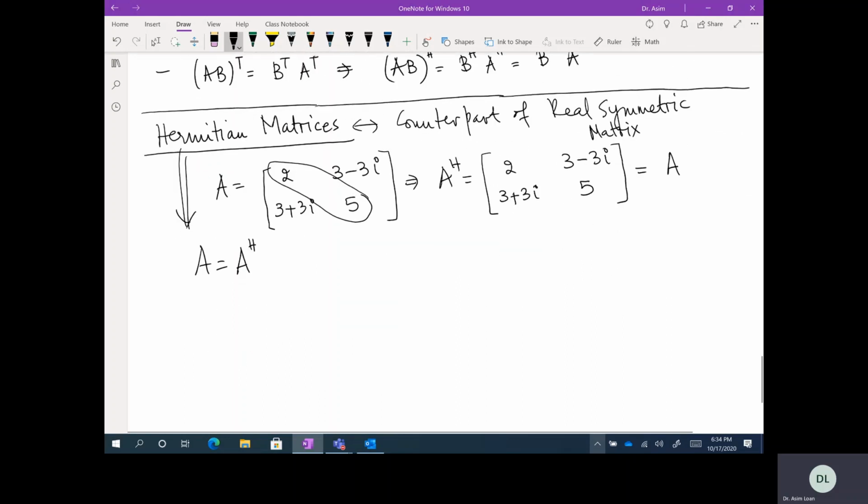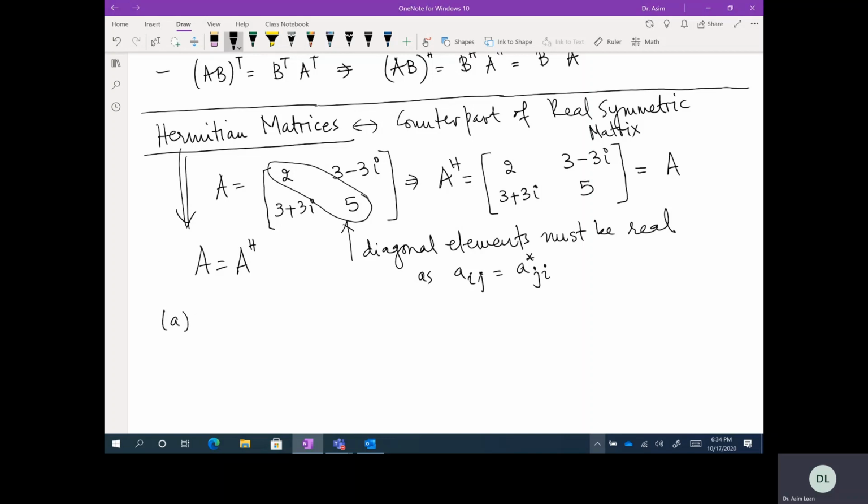Okay, and what are the properties? Diagonal elements must be real, as a_ij equals a_ji conjugate.